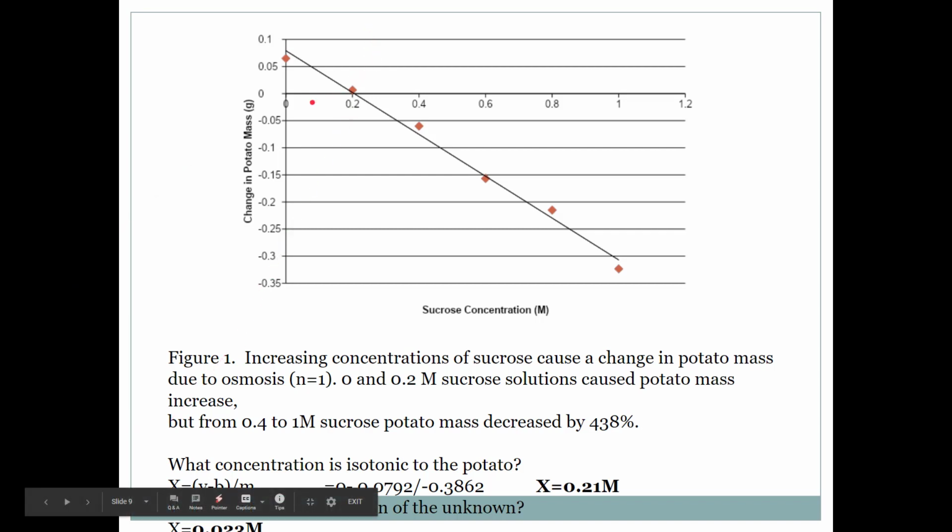I'm not going to have you do that this semester with this online lab. So we're just going to graph change in mass, okay? All right, so here we have how much mass the potatoes gained or lost at those different sucrose concentrations. You can see that here, and there's a best fit line here. So what you would want to do is also insert an equation of the line right here so that you can figure out what the unknown concentrations were.